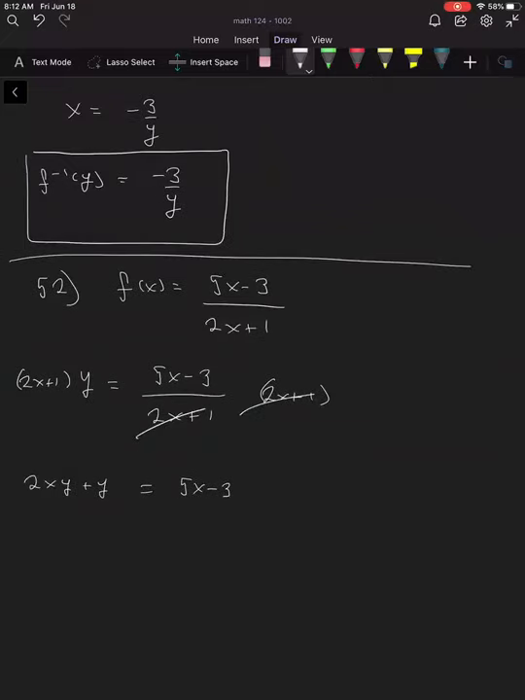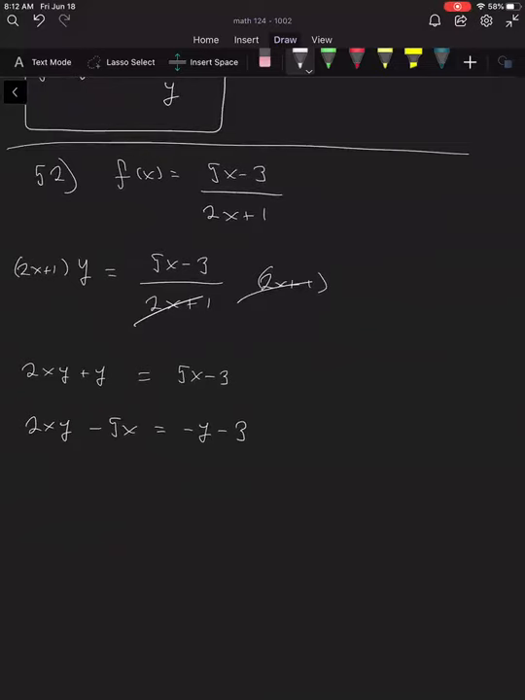So let's get x on the same side and everything else on the other side. So let's subtract that 5x over to the left. So 2xy minus 5x. And then this y, let's move it over to the right-hand side. So we'd have minus y minus 3. And now, so again, we want to solve for x. So let's factor out the x on the left-hand side. So we have x, then 2y minus 5 is equal to minus y minus 3.